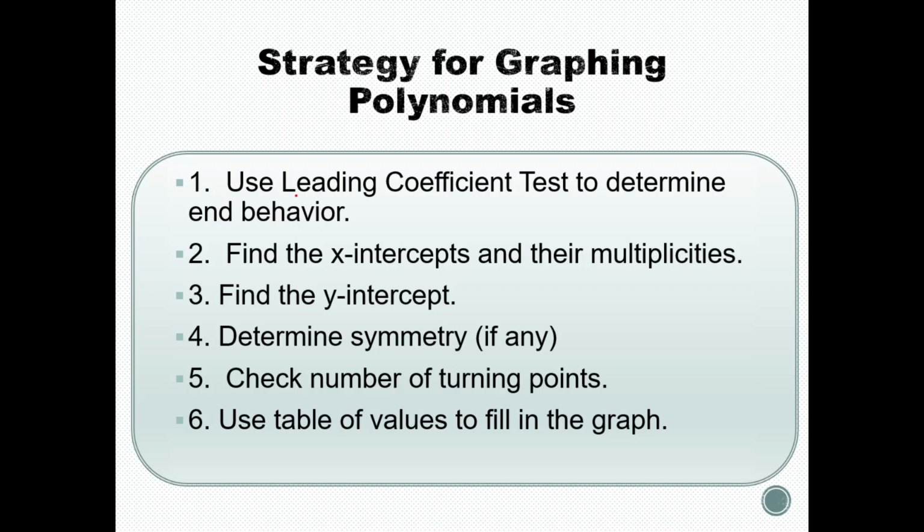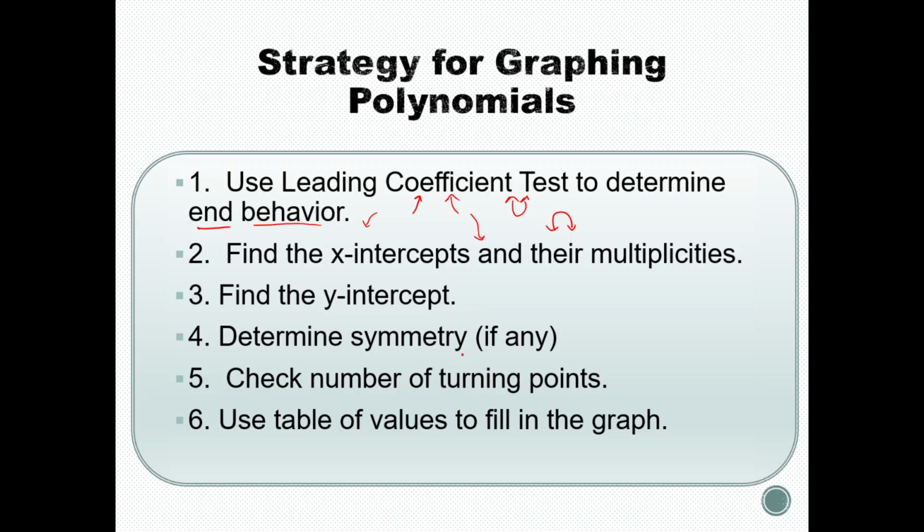So we want to remember from last time the general strategy for graphing these functions. The first thing we're going to do is look at the leading coefficient test to determine the end behavior. That means we want to decide what it's doing to the far left and right, and whether it's a generally increasing function or decreasing function, or whether it's opening upwards or downwards. This is going to be real helpful just so we have the general idea of the direction of the graph.